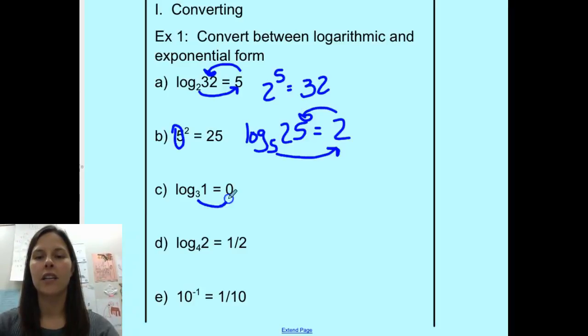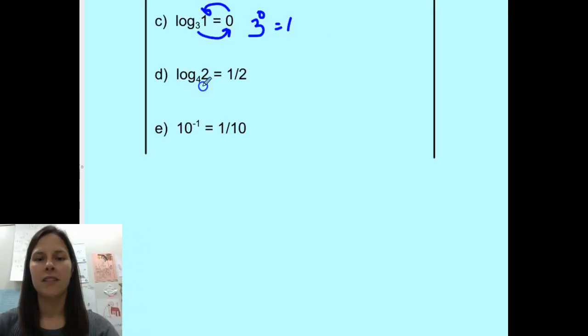Log form, 3 to the 0 power equals 1. D is in log form as well, 4 to the 1/2 power equals 2. Remember, a 1/2 power is a square root. So another way of saying this is the square root of 4 is 2.